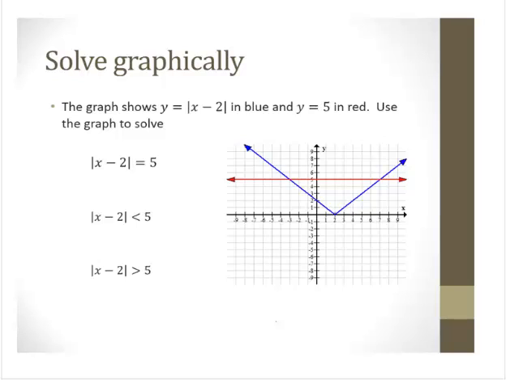So now let's consider absolute value inequalities. This graph shows y equals the absolute value of x minus 2 in blue and y equals 5 in red. And we'll use the graph to solve each of these statements. Where is the absolute value of x minus 2 equal to 5? Well, we see we have these boundary points, where x is negative 3 and x equals 7. So negative 3 and 7 are the solutions, and you could write that as x equals negative 3, x equals 7.